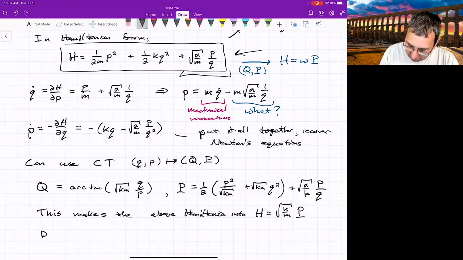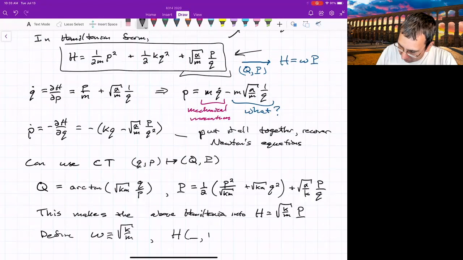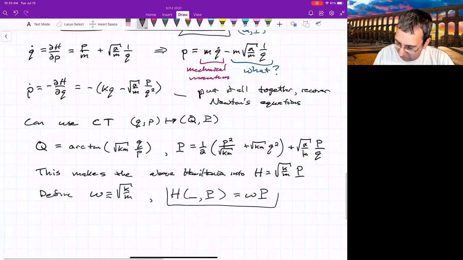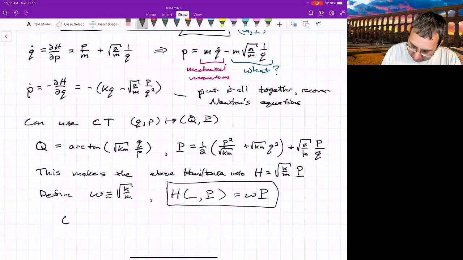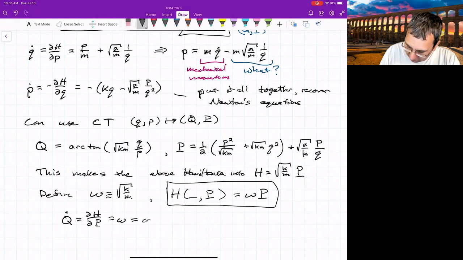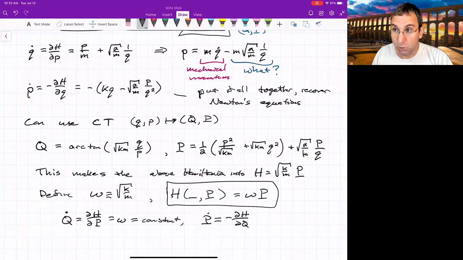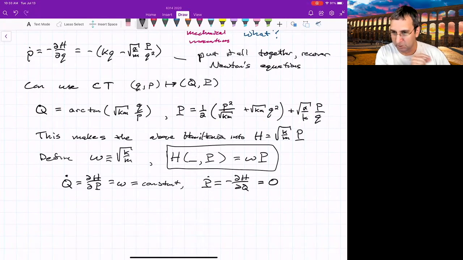So if we just define omega to be square root of K over M, then we have a Hamiltonian that should be a function of Q, but it's not. And then the solutions are really simple, right? Q dot equals partial H, partial P, which equals omega, a constant, and P dot is negative partial H, partial Q. It's like we've turned Q into an ignorable coordinate, and so this is just zero. So the flow is pretty easy to solve. Things are just increasing at a constant rate in capital Q and not changing at all in capital P.